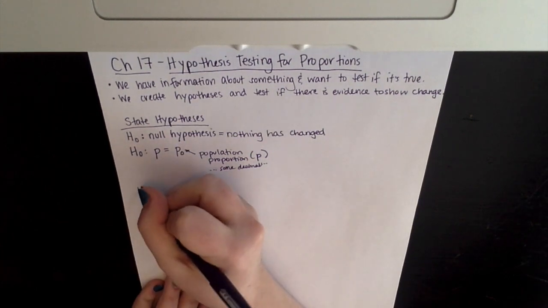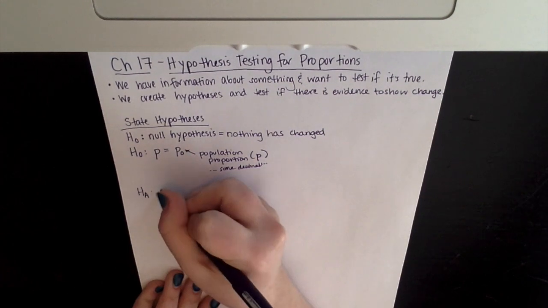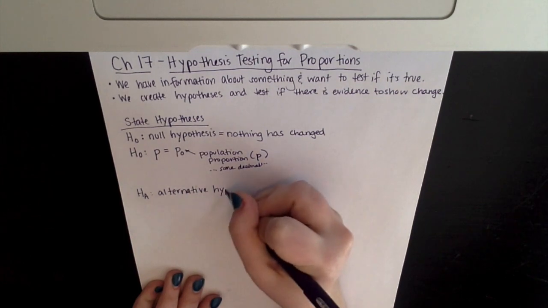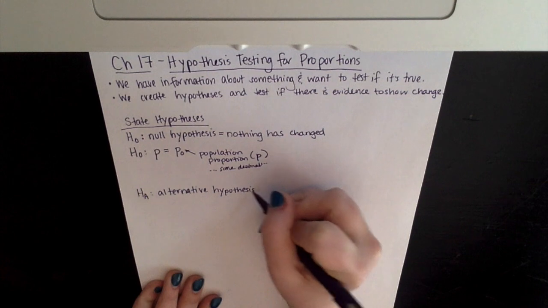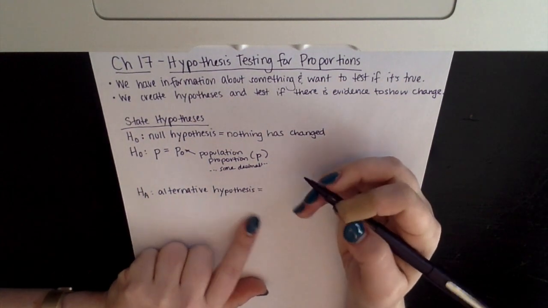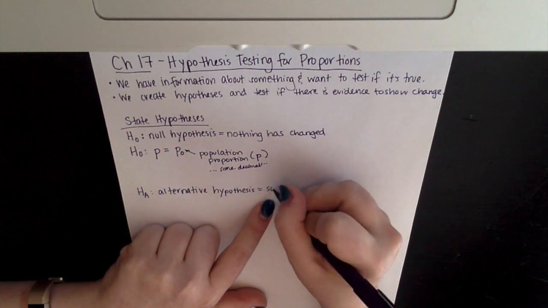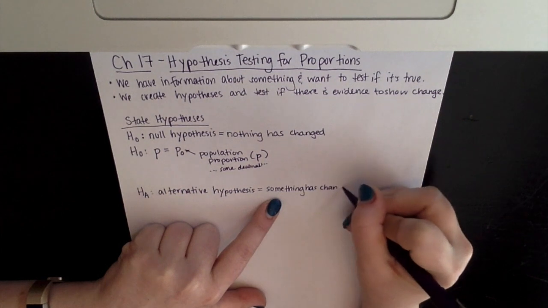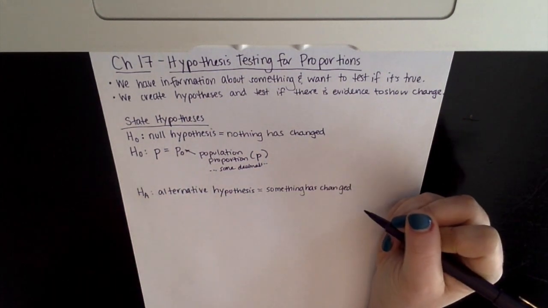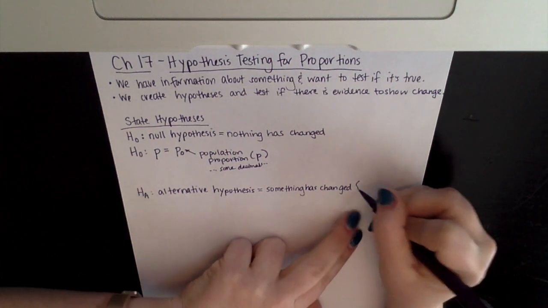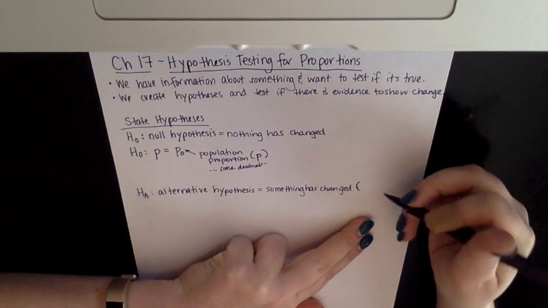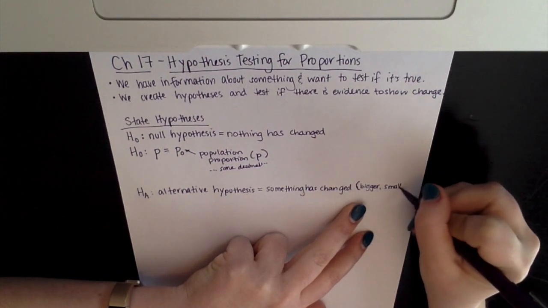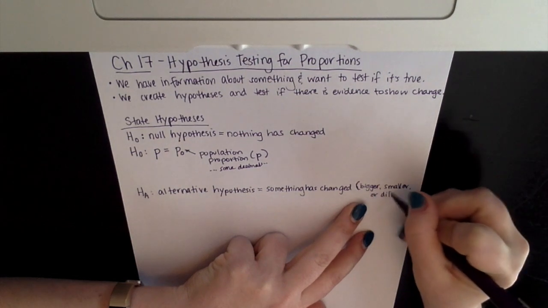Then we write what's called the alternative hypothesis, and this is what we attempt to show. The alternative hypothesis says something has changed. That's very general. We either say that it's bigger, smaller, or different.